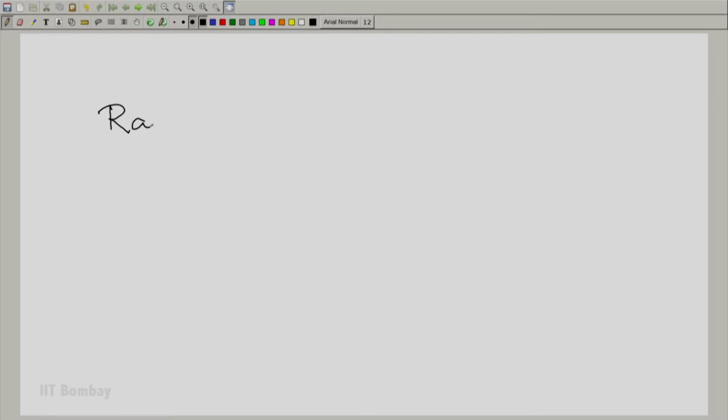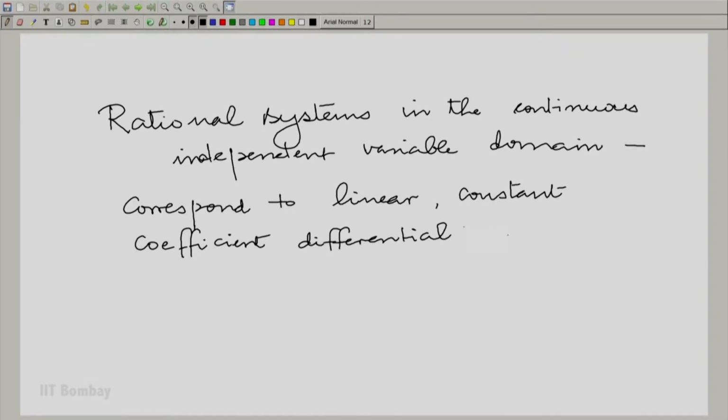We have now looked at the importance of rational systems in the continuous independent variable case. We have recognized what the importance is, and let us write that down once again with great clarity. Rational systems correspond to linear constant coefficient differential equations, LCCDEs as we call them.